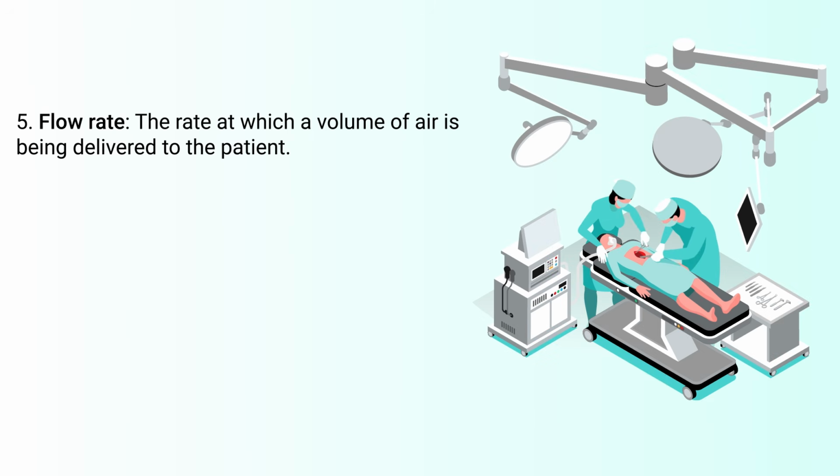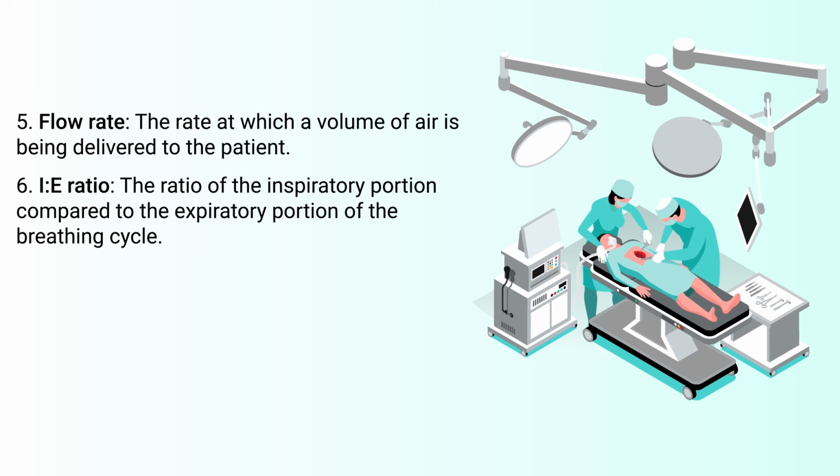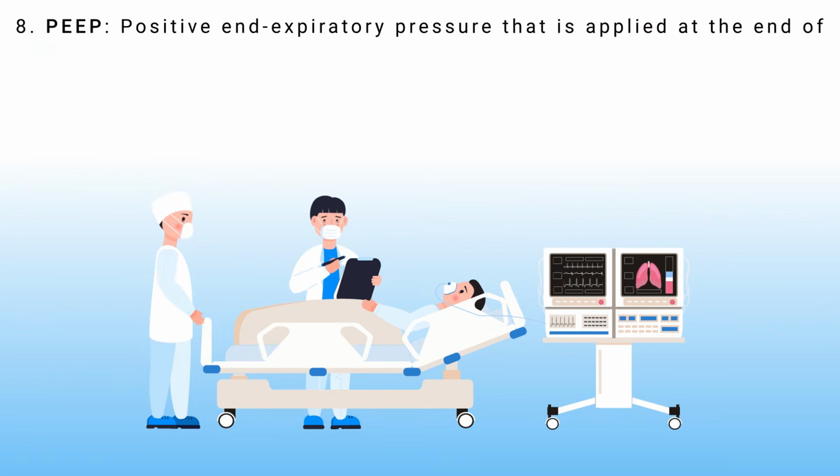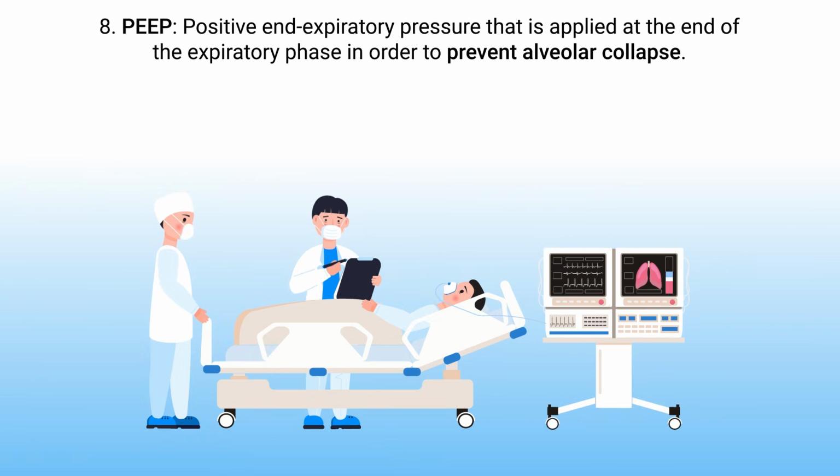Flow rate, which is the rate at which a volume of air is being delivered to the patient. Next is the IE ratio, which is the ratio of the inspiratory portion compared to the expiratory portion of the breathing cycle. Sensitivity, which is the setting that determines how much effort or negative pressure the patient must generate in order to trigger a breath to be delivered. Then you have the PEEP, or positive end expiratory pressure, that is applied at the end of the expiratory phase in order to prevent alveolar collapse.